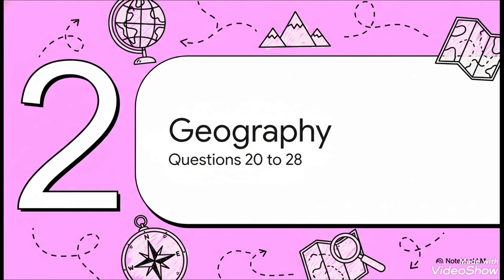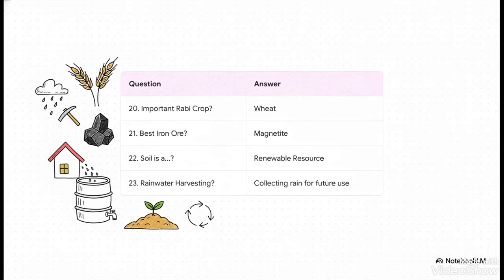And that's a wrap on political science. Now let's switch gears and dive into geography. This section covers questions 20 to 28, and we'll be looking at everything from India's resources and agriculture to its infrastructure. Just like before, the geography section kicks off with some quick 1-mark questions.